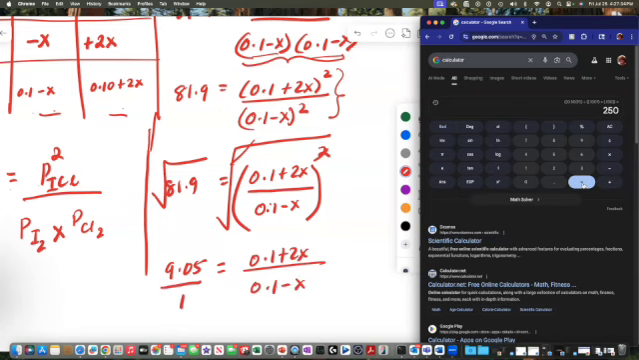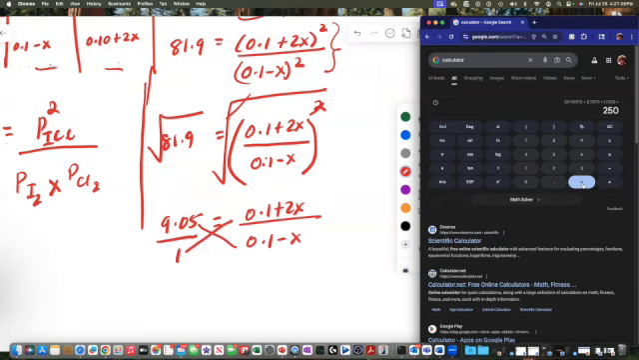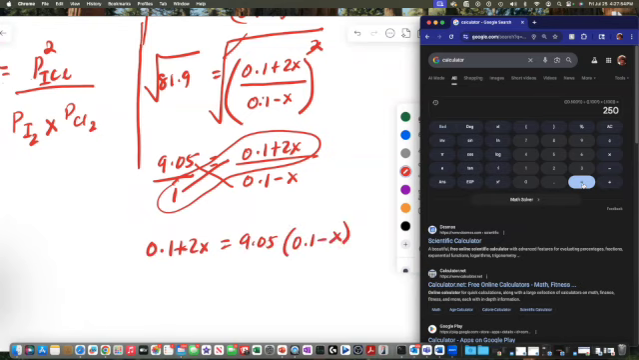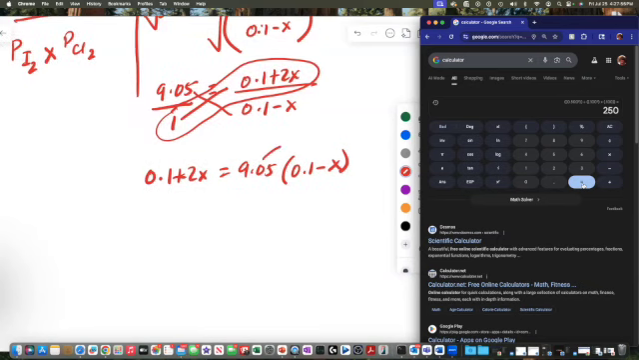And then divide by 1 here to do a cross multiply. Multiply this into that and this to that. I'll do this part here first. Okay. We get 0.1 plus 2x is equal to 9.05 times 0.1 minus x. Then we're going to go ahead and distribute this. Multiply this into that. Multiply this into that.